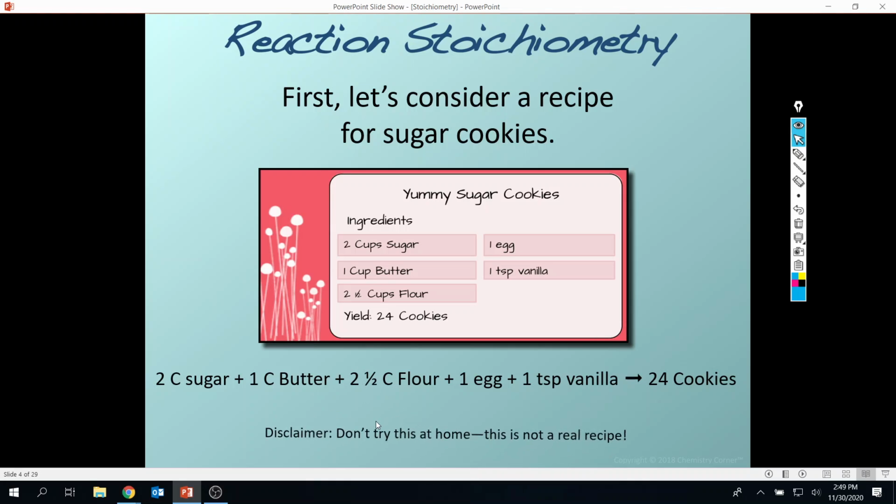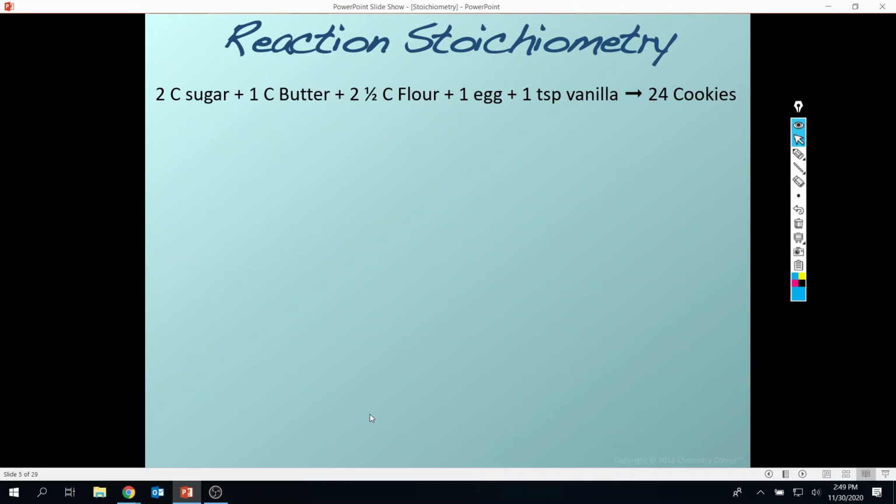Diego, no, do not try this at home. This is not a real recipe. Okay. All right, I know.